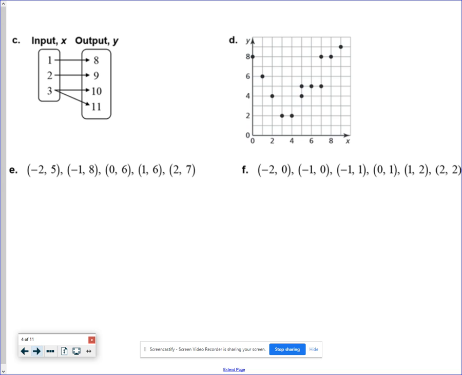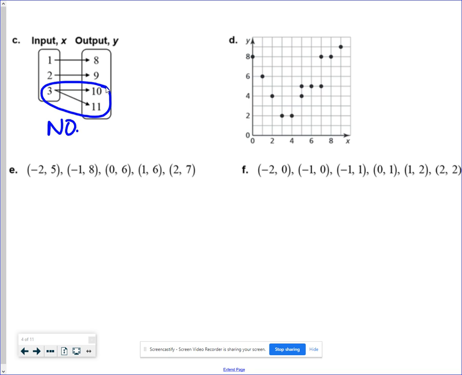Okay, letter C, back to a mapping diagram. Is this a function or not? Take a second, think about it. I'm going to go with no, because 3 as an input has 2 different outputs. I'm not going to keep writing that every time, but one of the inputs has more than one output. That's why it's a no.